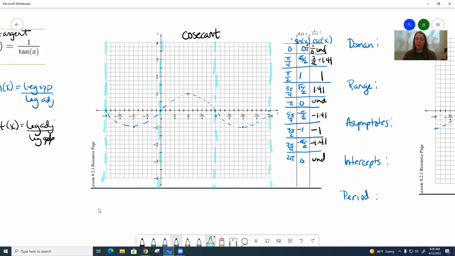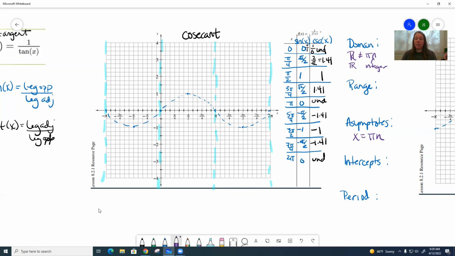So multiples of pi. And that also kind of coincides with our domain. Our domain can be anything except for multiples of pi, which we could call pi n, if n is an integer. This is supposed to be an R, like an R for all real numbers. My asymptotes then are happening at the vertical lines x equals pi times n.